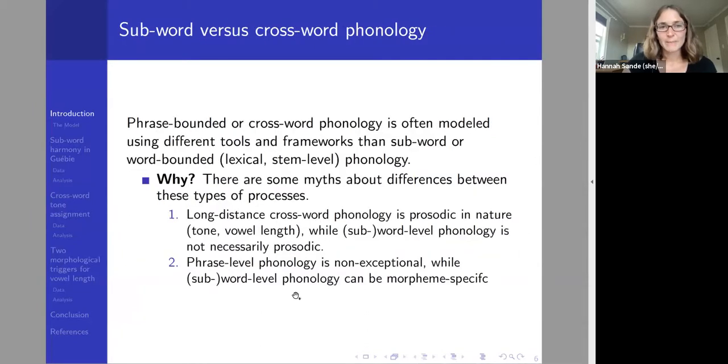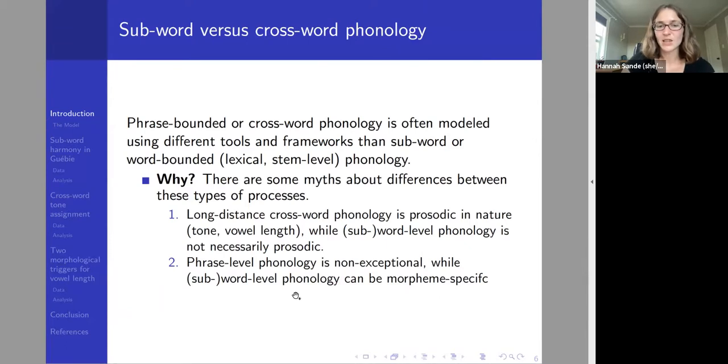So subword or word level and phrase-bounded or crossword phonology is often modeled using different tools or frameworks. And I think there are two reasons for this. I think that both of them are myths. So I think there are two myths specifically about differences between word or subword processes and phrasal or crossword processes.